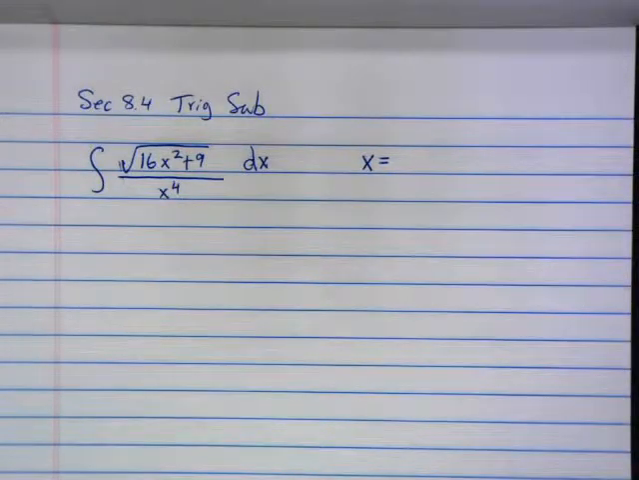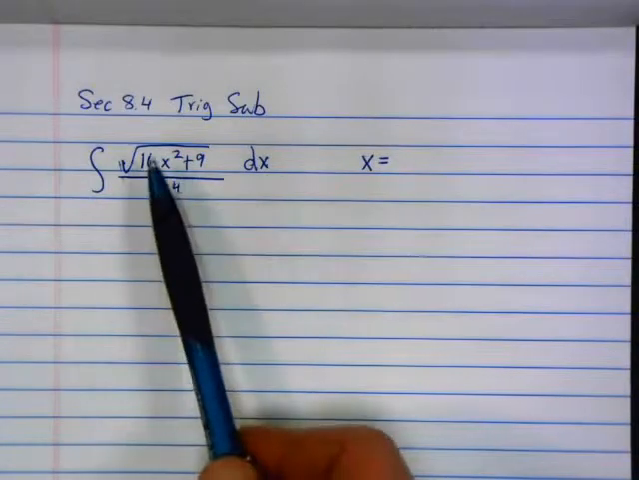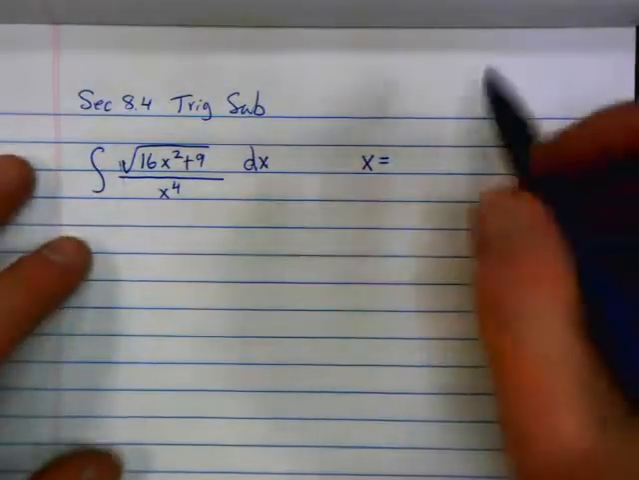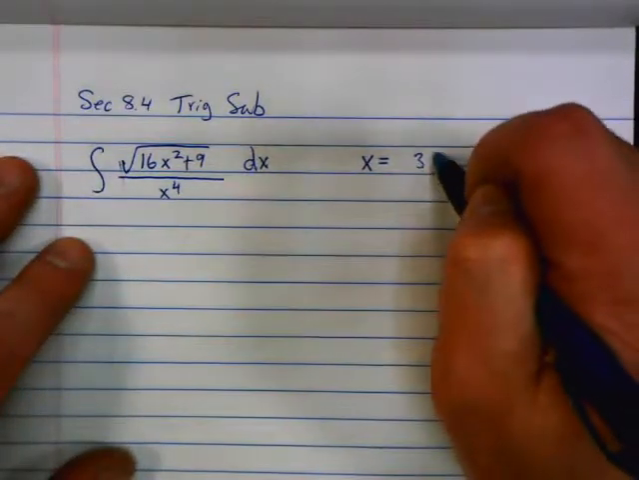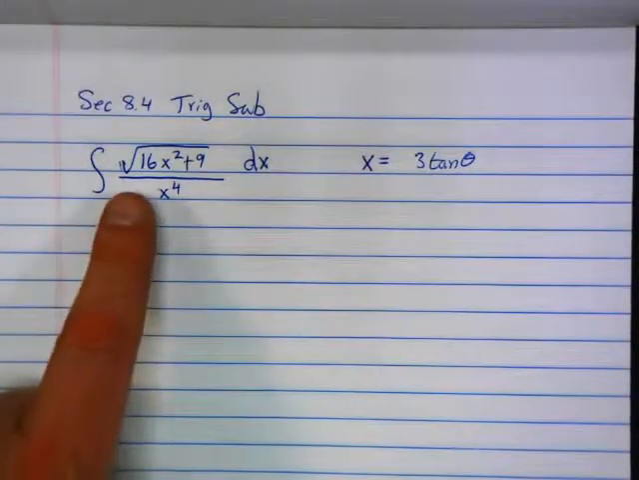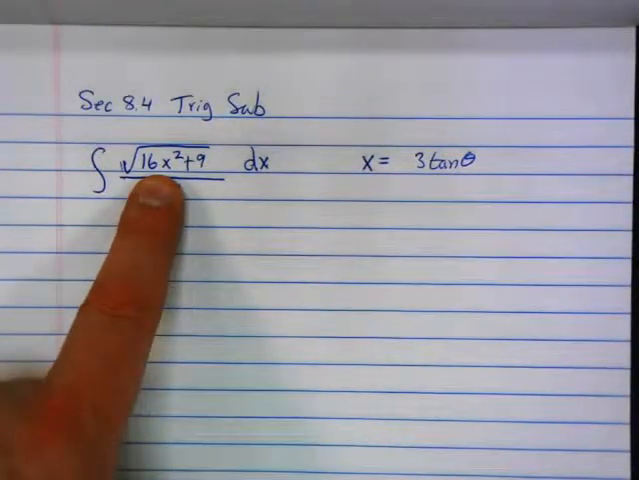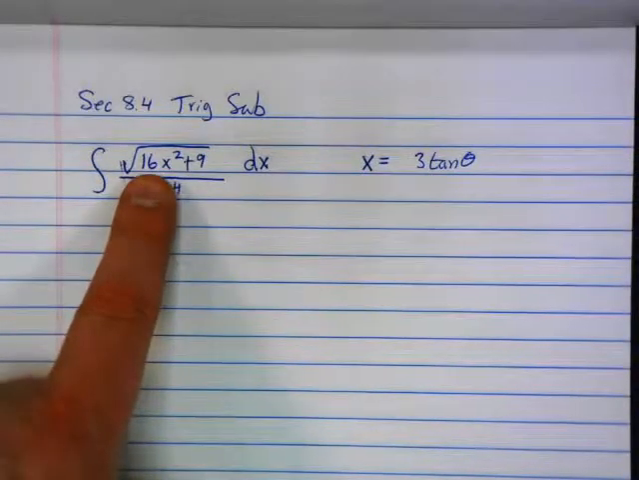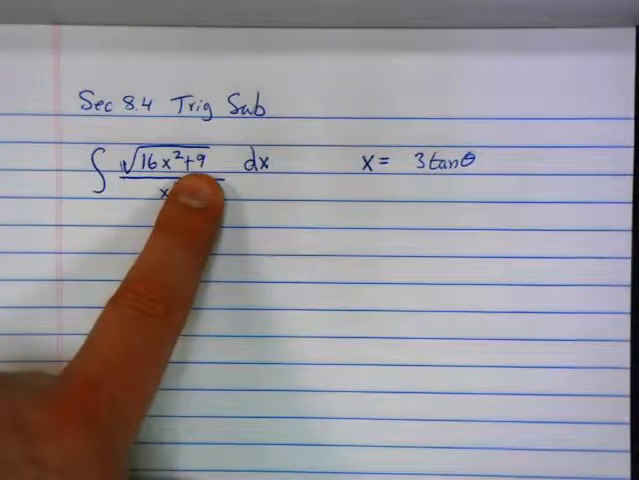All right, except you've got to be careful. If I were to let x equal 3 tangent theta, when I plug in here, I'm going to end up with 16 times 9 tangent squared plus 9. That's not quite going to work. I need to make it so I get 9 tangent squared plus 9 so that I can factor the 9 out.